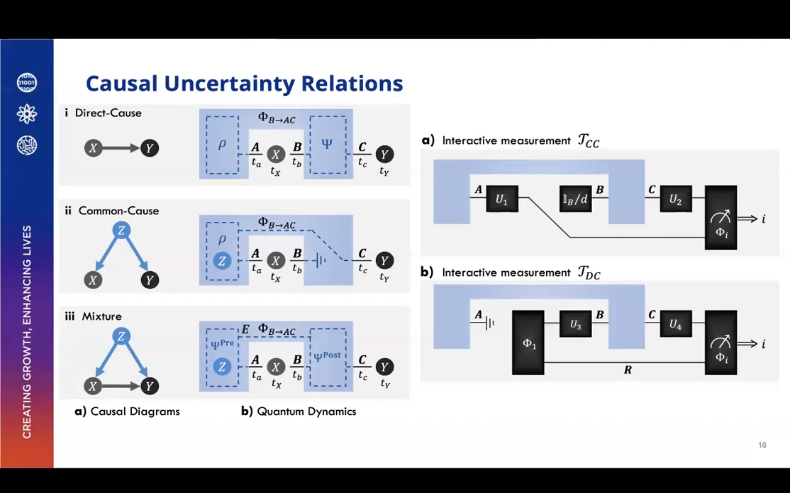Okay, in order to gain the causality associated with causal map, we try to design two different indicators. The first one is interactive measurement, TCC. This is a so-called common cause indicator, because if the measurement outcome happens with certainty, then we can state that the quantum dynamic can only show common cause. For the second indicator, interactive measurement TDC, if the measurement outcome happens with certainty, then we can state the quantum dynamic can only show direct cause between event X and event Y.